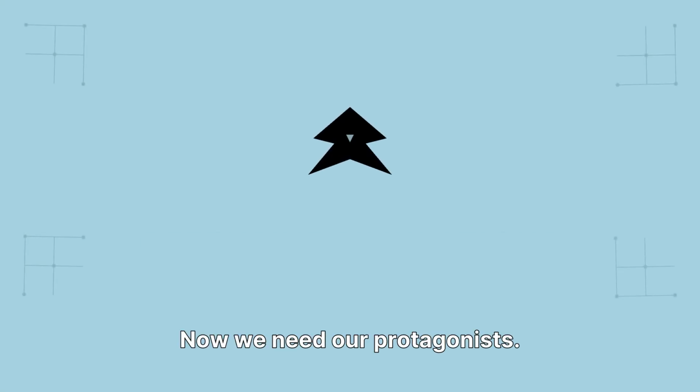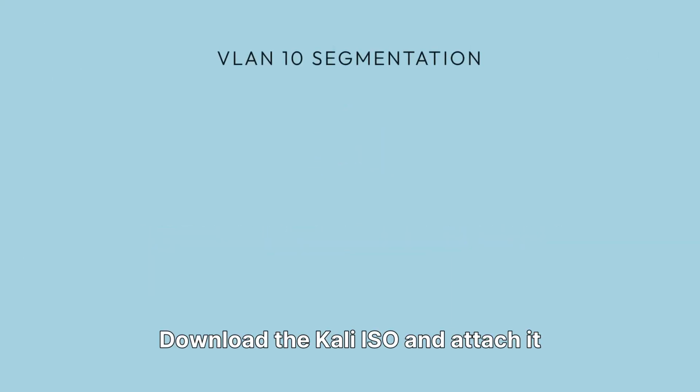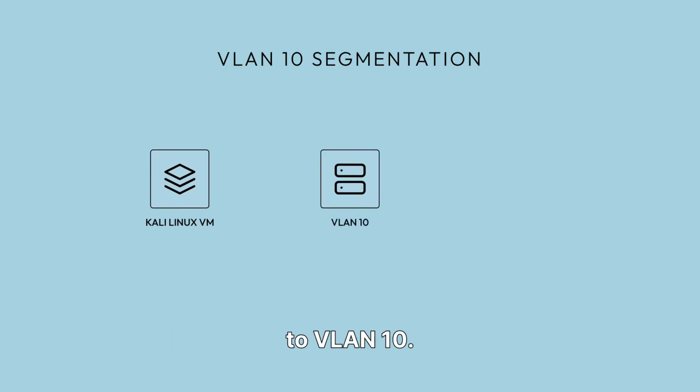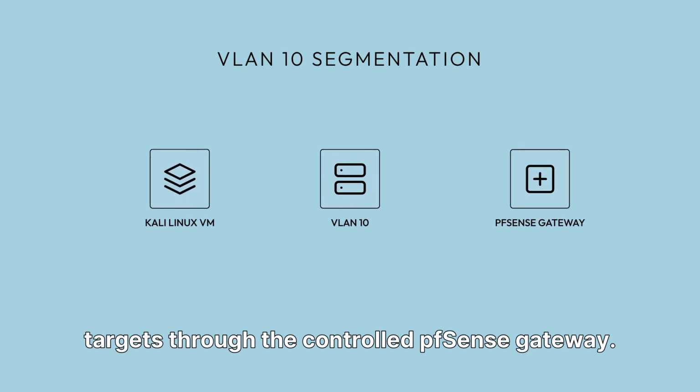Now we need our protagonists. We'll start by deploying Kali Linux in our attacker VLAN. Download the Kali ISO and attach it to VLAN 10. This ensures it can communicate with our targets through the controlled pfSense gateway.